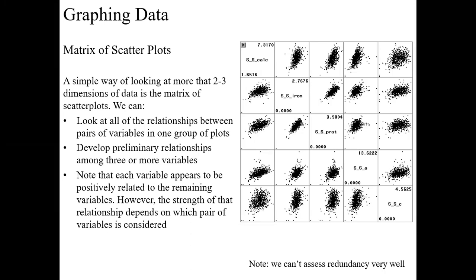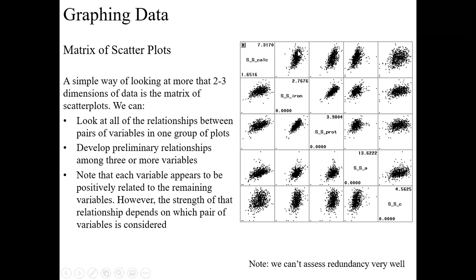So with respect to graphing data, the first thing we're likely to do when we're doing an analysis of multivariate data is to look at a matrix of scatter plots. Looking at pixel values in this case, it's another kind of data set, but here we're going to be looking at various bands of the images.